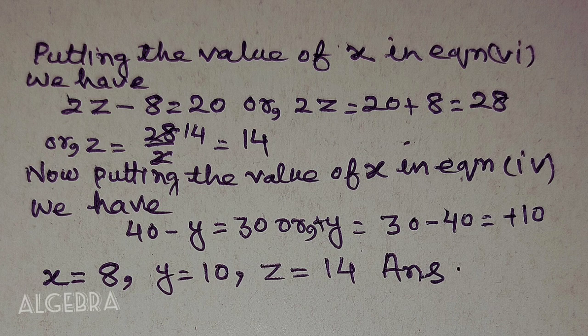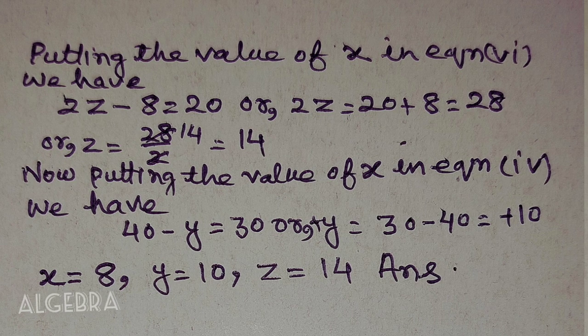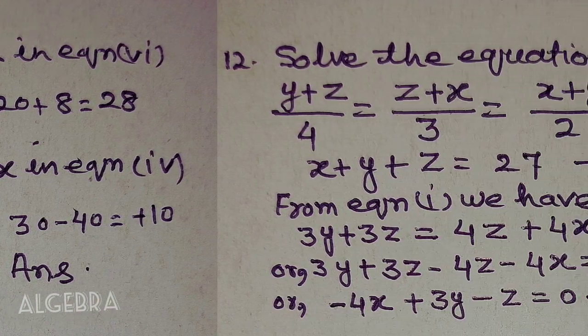Now putting the value of x in equation 4, we have 40 minus y is equal to 30, or minus y is equal to 30 minus 40, which is equal to minus 10. Minus, minus, plus. So x is equal to 8, y is equal to 10 and z is equal to 14. Answer. 12. Solve the equations.